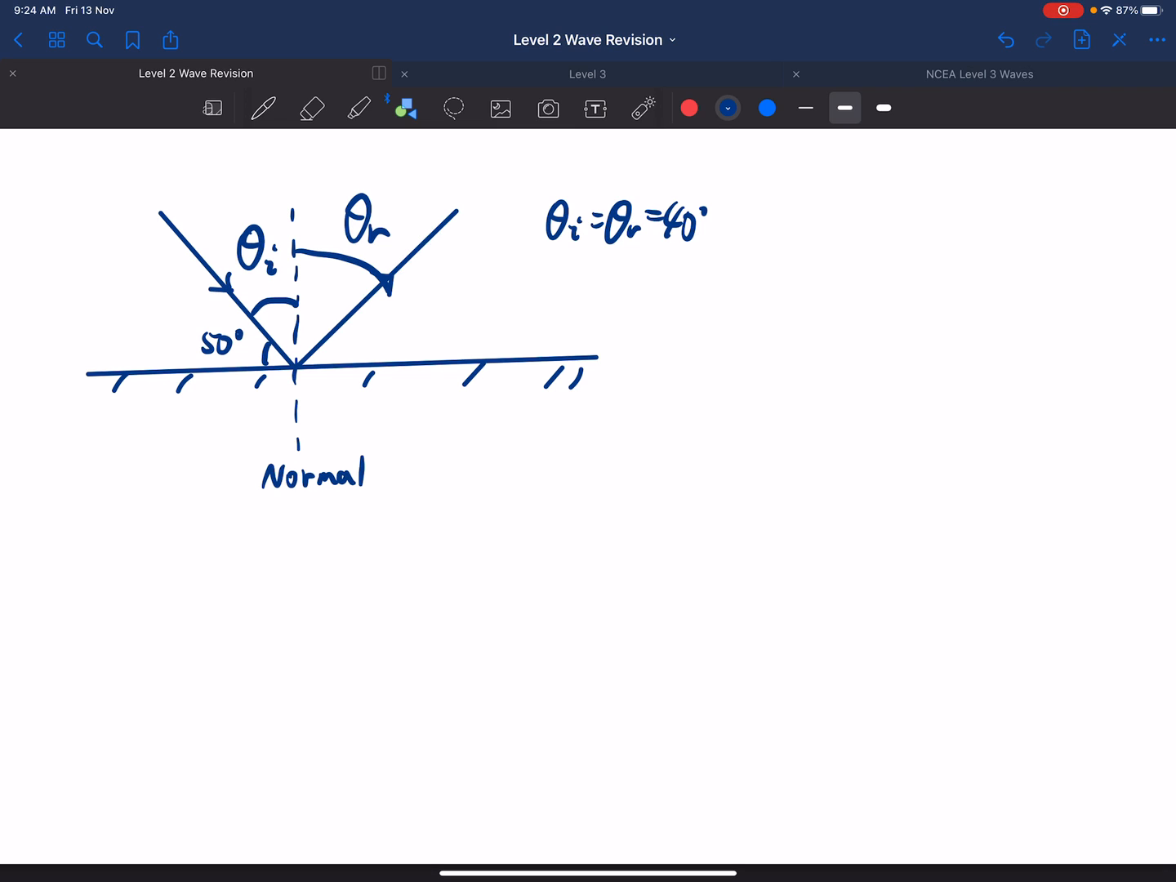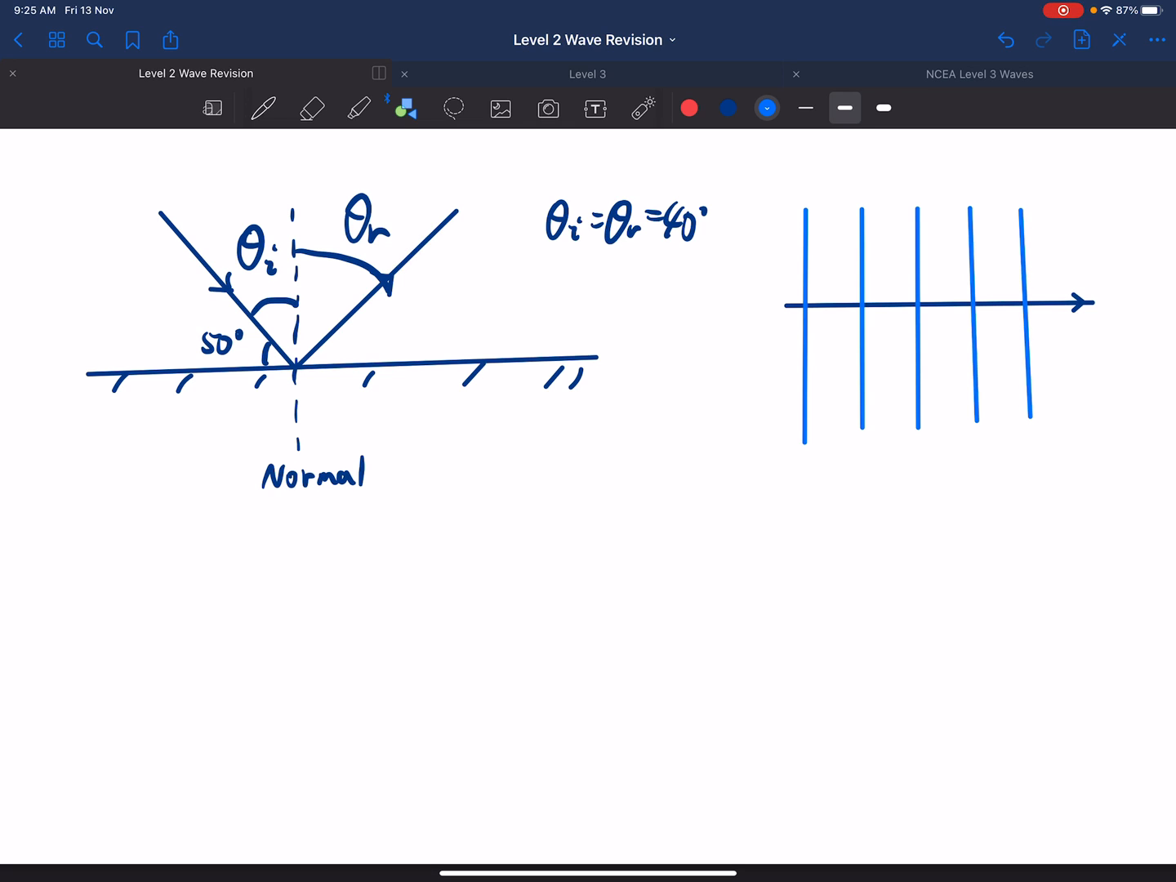That leads to another one. If I tell you a wave is traveling to the right, how do you draw the wavefront? The wavefront is always going to be perpendicular to the direction of the wave. So the wavefront, I'll draw it in a different color, is always going to be like that. Obviously, I need to draw the wavelength exactly the same, so you have to measure it. The wavefront is always 90 degrees here. So I'll quickly label this as wavefront.